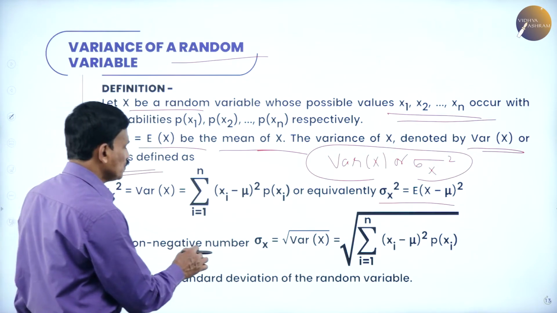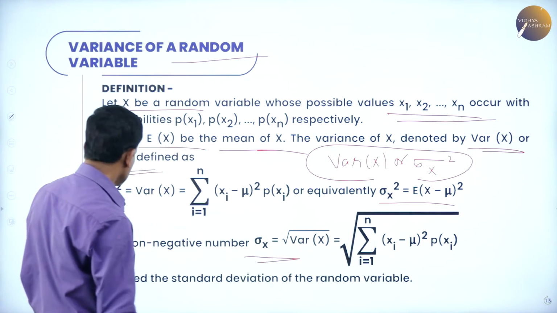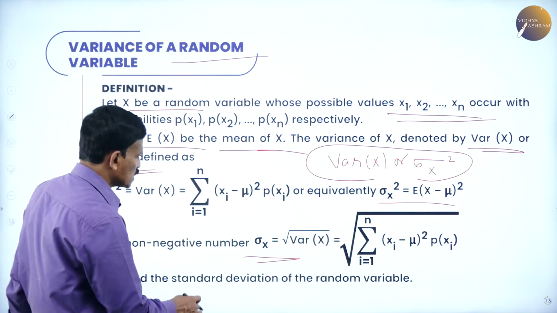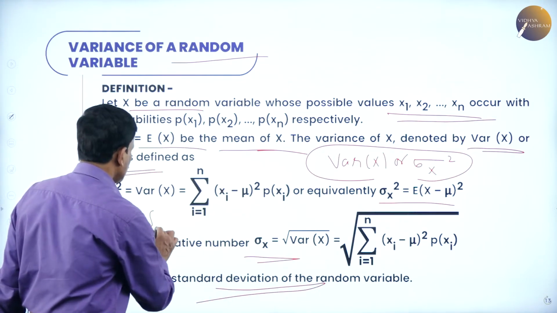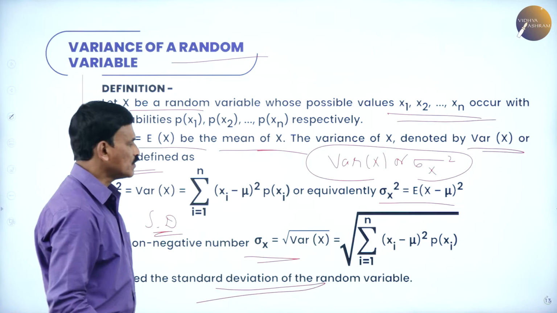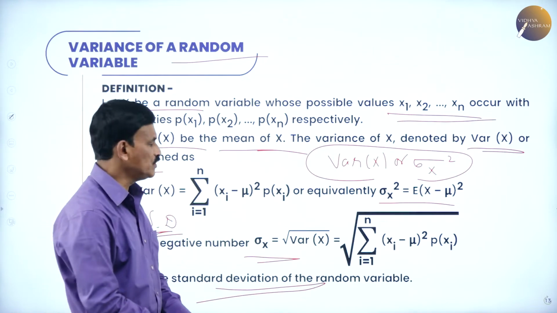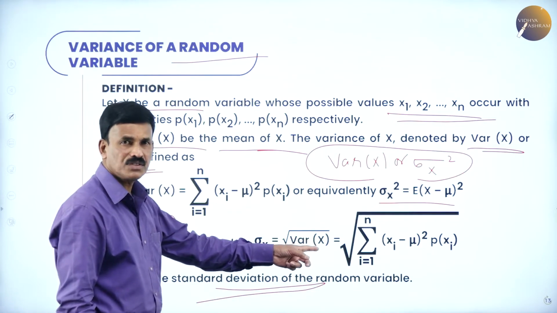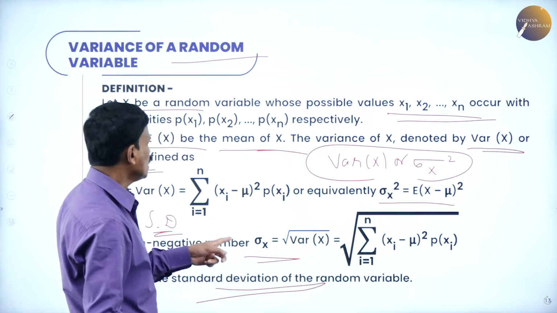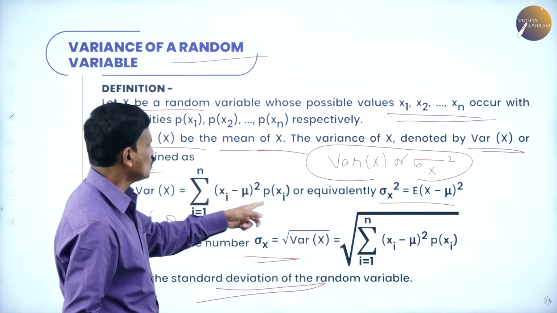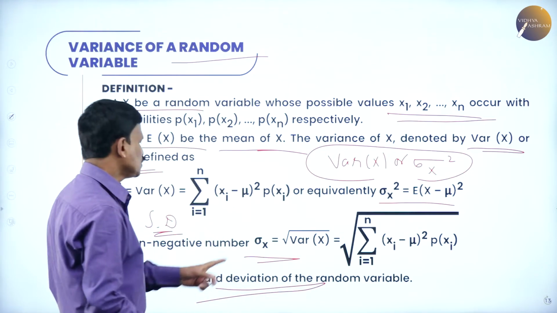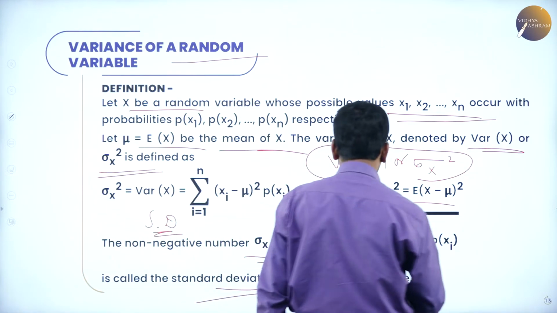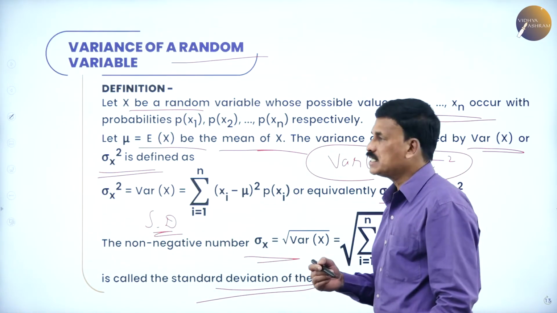So the non-negative value, sigma x, is equal to the square root of the variance. That is called the standard deviation. The non-negative value of the square root of the variance is called the standard deviation. Therefore, the standard deviation is given by the square root of the variance of x. That is nothing but the square root of this quantity: summation i equals 1 to n of (xi minus mu) whole square into p of xi. So this is called the standard deviation, the standard deviation of the variance.